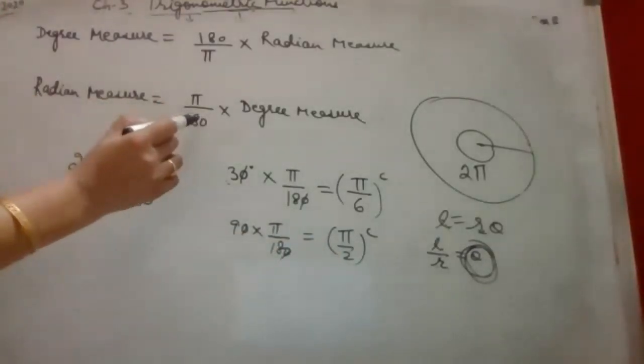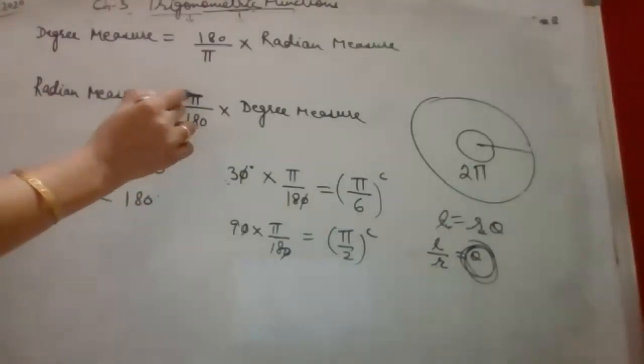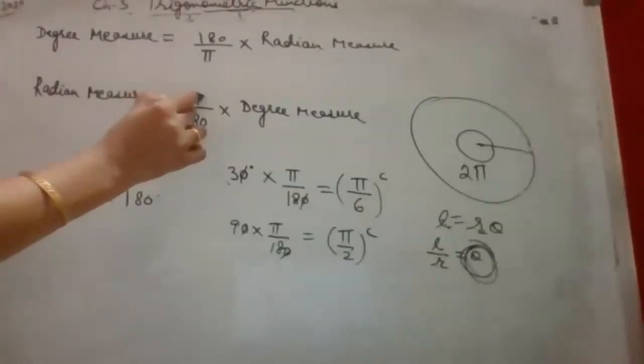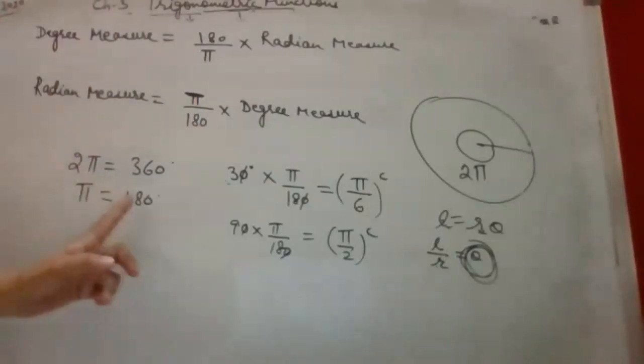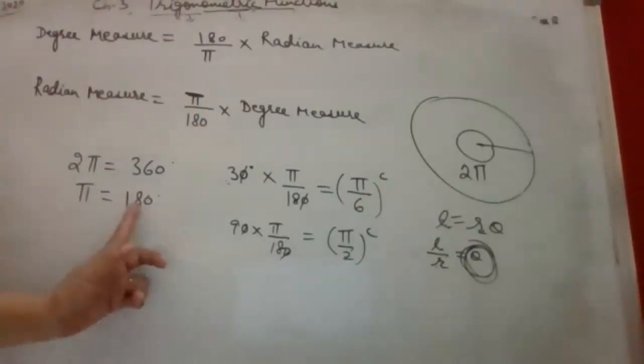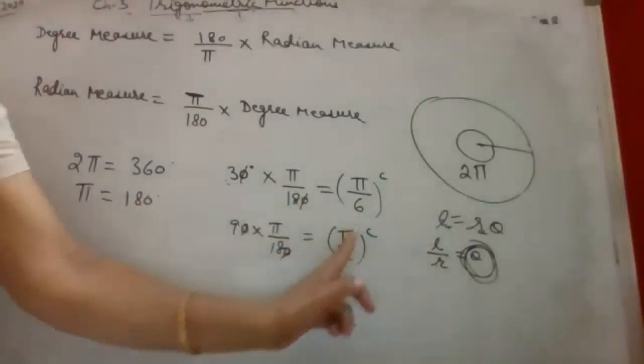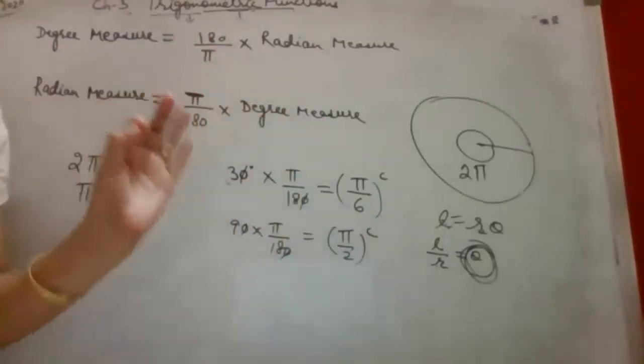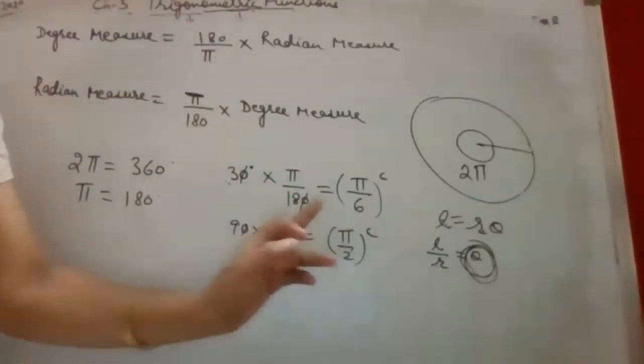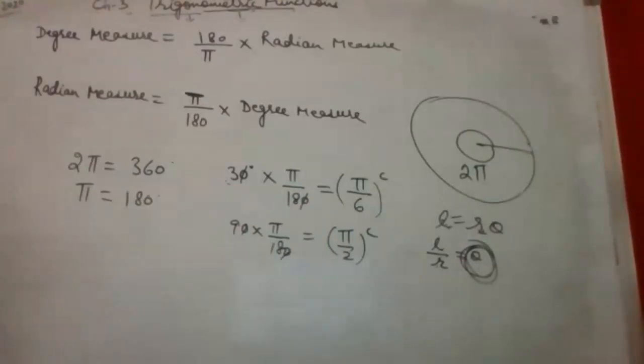In trigonometry we are taking it like this, but always, when we are talking about a constant term, the value of pi is 22 by 7. We will be taking it here.